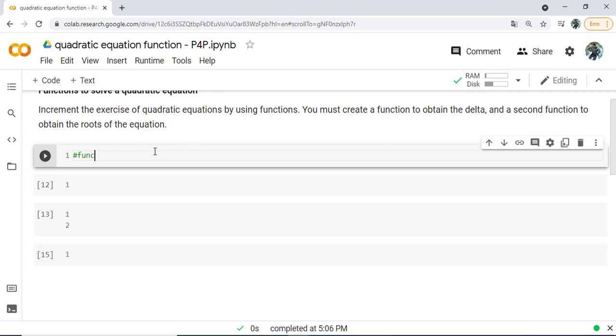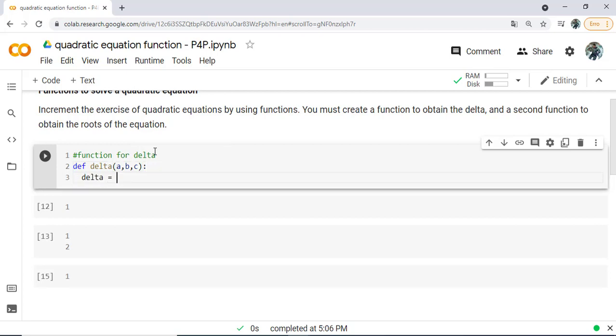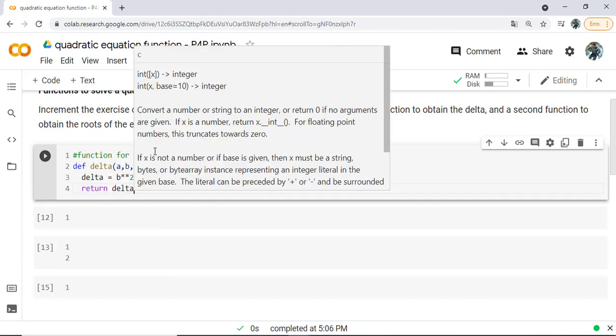First let's create the function for delta. Def delta, we have three parameters, a, b, and c. Delta is actually b squared minus 4ac. We have to return delta.